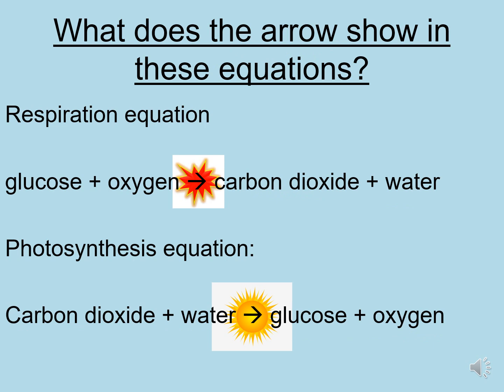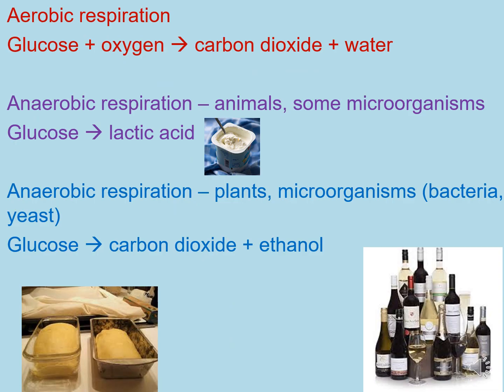And we can see that in respiration, the process is exothermic. Energy is given out. Whereas in photosynthesis, energy is taken in from the sun. So the process is endothermic. So that's just a useful thing to remember, that respiration and photosynthesis are basically the same thing, but in one direction the reaction is exothermic, respiration, and in the other direction the process is endothermic, and that's photosynthesis.